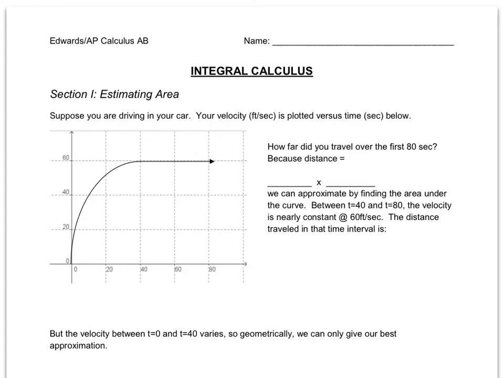So if you take a look at your notes, section 1, you are driving in your car and your velocity in feet per second is going to be plotted versus time, which is going to be measured in seconds. How far did you travel over the first 80 seconds? So we're talking about from time 0 all the way until time 80 seconds. And you know from a long time ago that distance equals rate times time.